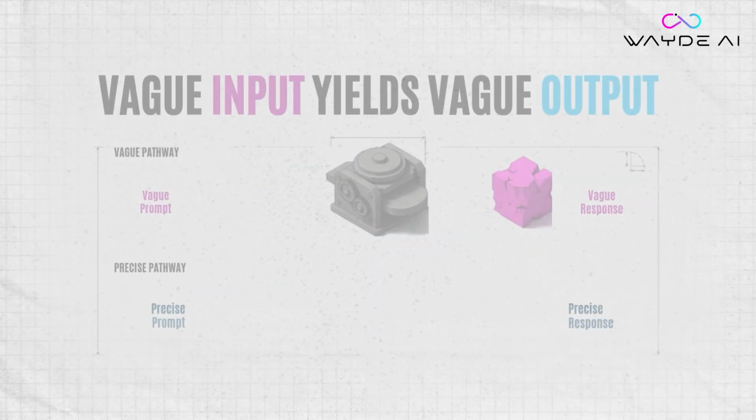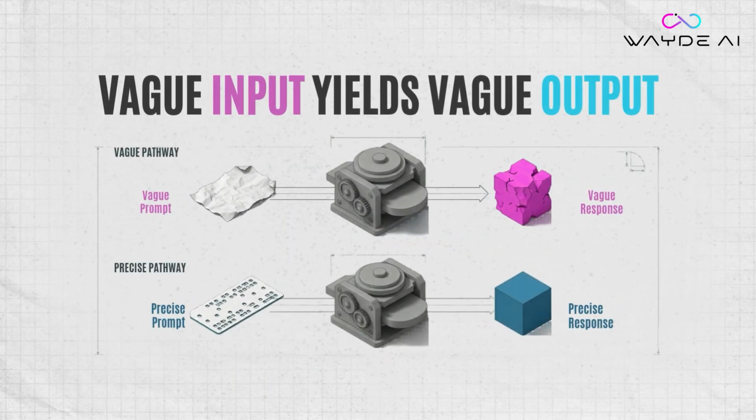Now, this means the quality of what you get back is directly tied to the quality of what you put in. A vague prompt produces a vague response. A poorly framed question can produce a confident-sounding but misleading answer. The model is not filling in what you left unsaid. It is responding to exactly what is there.